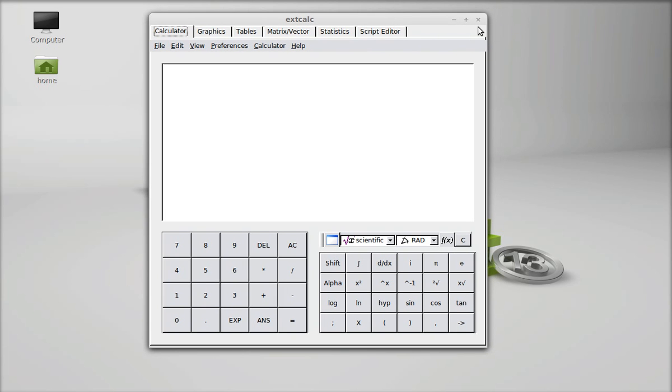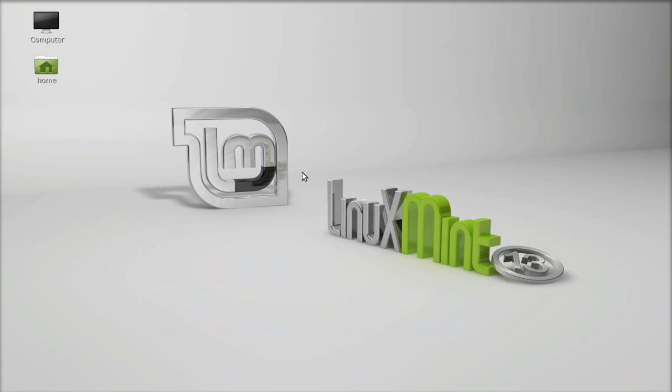So these are my top three picks for scientific calculator in Linux Mint.